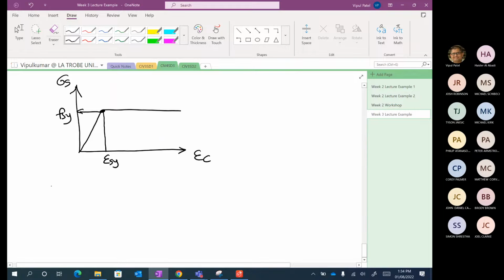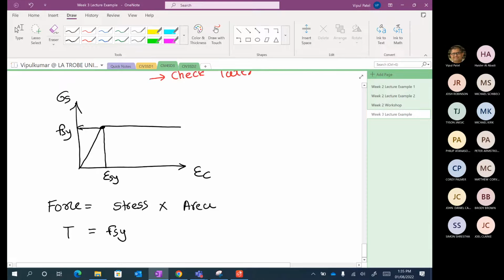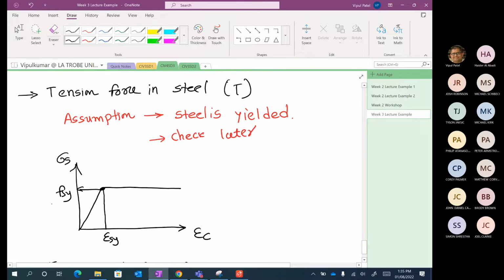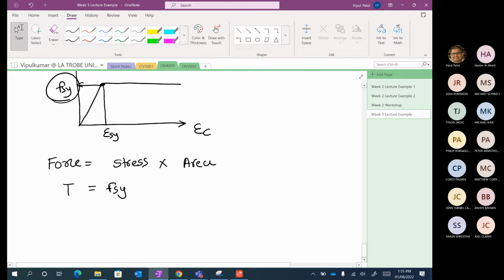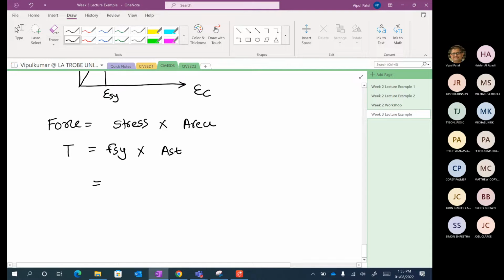So if the steel is yielded, then the force is equal to stress times area, same equation by the way. The force in the steel is represented by T. For the stress in the steel, we make an assumption, right? Then the steel will yield. So we will take fsy and the area of the steel, Ast. We will calculate each one of them one by one.